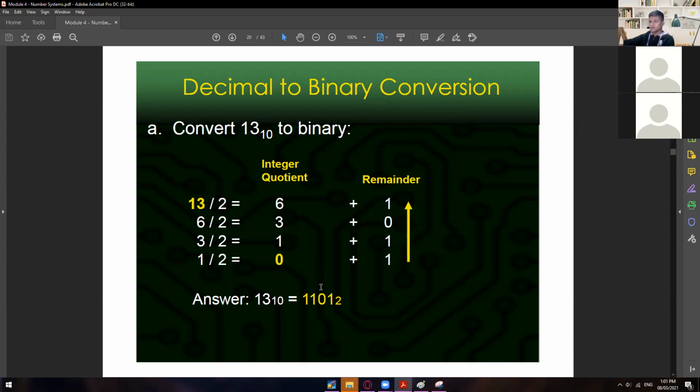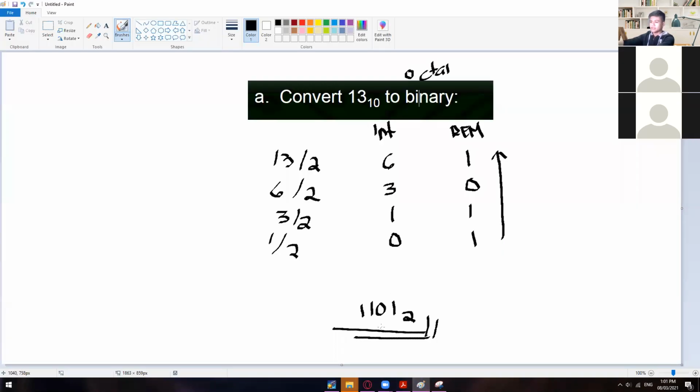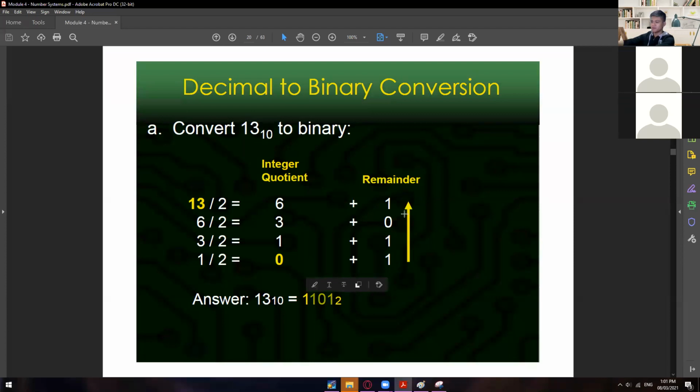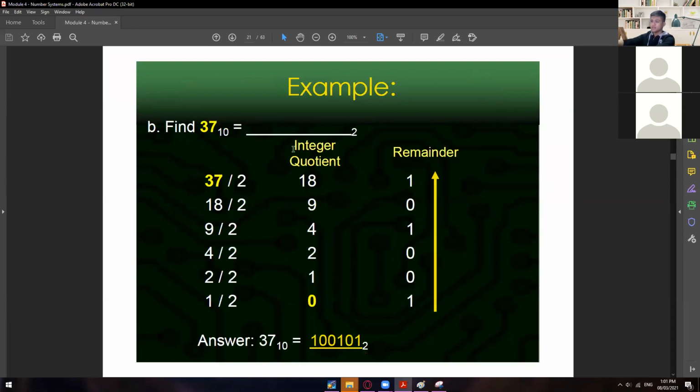Okay, so the one that we've got in here is 1101 base 2. All right, so moving on with the next example. So we have here 37 base 10, and it is asking us to convert it to binary. So just do the process like what we did a while ago. So get 37 divided by 2. Okay, so you will get 18 as your integer quotient and then a remainder of 1.